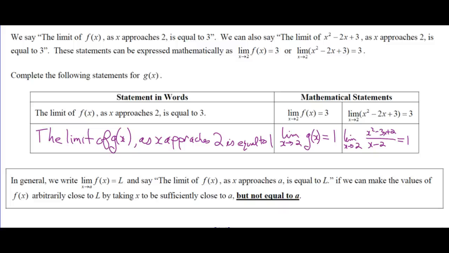In general, we write the limit as x approaches a of f of x is equal to L, and say exactly that. We can say that if we can make the values of f of x arbitrarily close to L by taking x to be sufficiently close to a but not equal to a. So in g of x and h of x, you can't have x equal to a. You can't have x equal to 2. In f of x, you can. It's defined, it exists there. But in the other two, it doesn't exist there, for whatever reason.